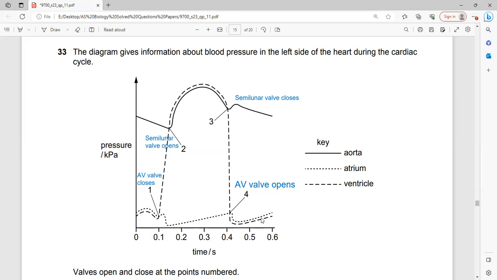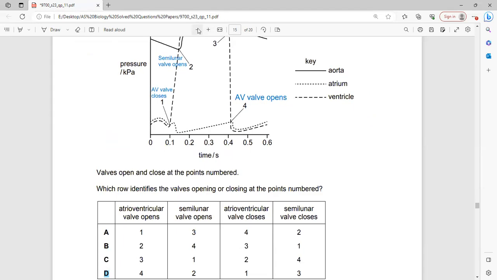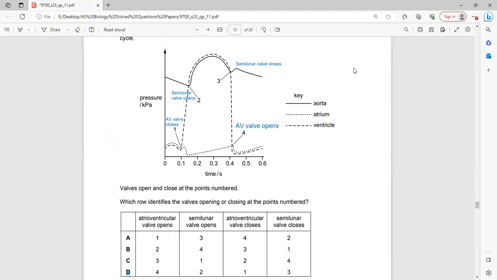So in this way, point number one, the atrioventricular valve will close. Point number two, the semilunar valve will open. And then point number three, the semilunar valve closes. And four, the atrioventricular valve will open. So we're going to see, according to this information, what is the correct option.